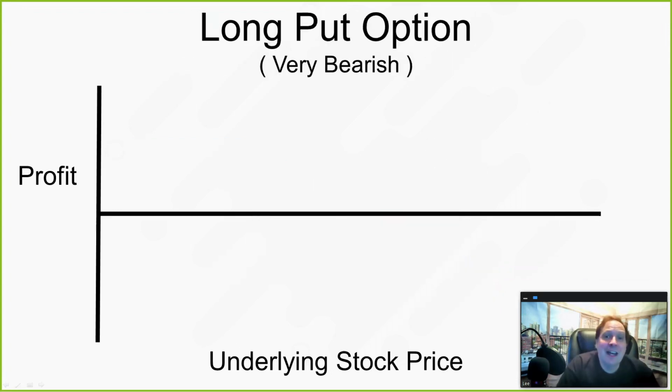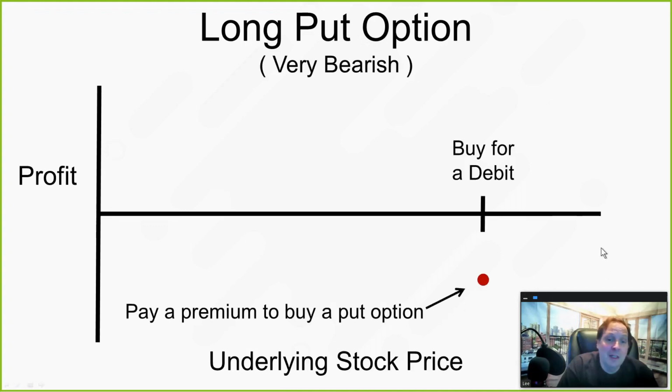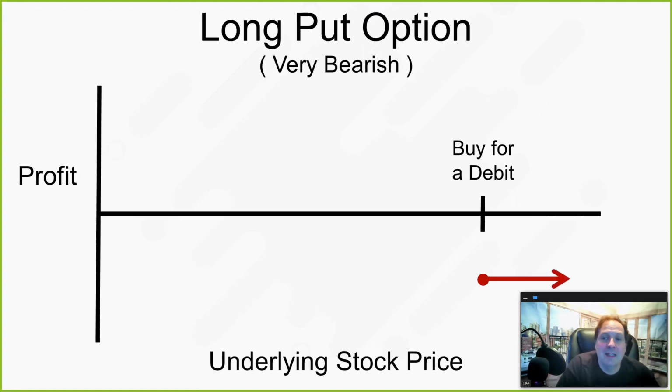All right, let's take a look at a long put option. In this case, you're very bearish. You're thinking the stock is going to move down strongly. On the day that you buy the long put option, you buy it for a debit, and that means that you pay a premium to buy the put option on the day that you acquire it. And if the stock price goes up, you are out the amount that you paid for the option.